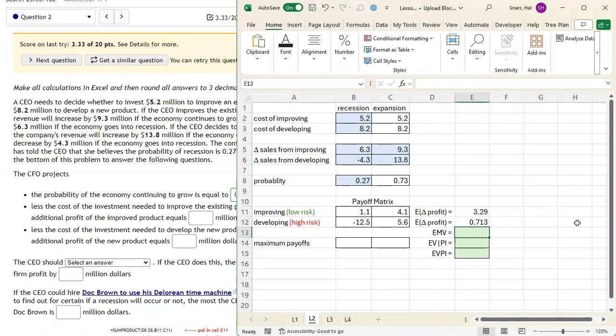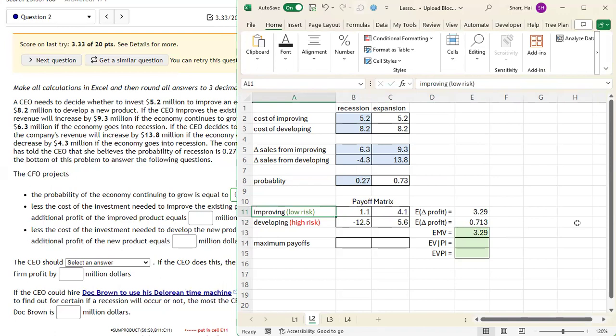From lesson 8, the expected monetary value is the maximum of these two values. So all we're going to do here is type equal max. And then it's going to say the expected increase in profit is higher for improving the existing product than it is for developing the new product. Also, the risk, the variation in these two is much smaller than the variation in these two. So not only is it got a higher expected increase in profit, it's also low risk.